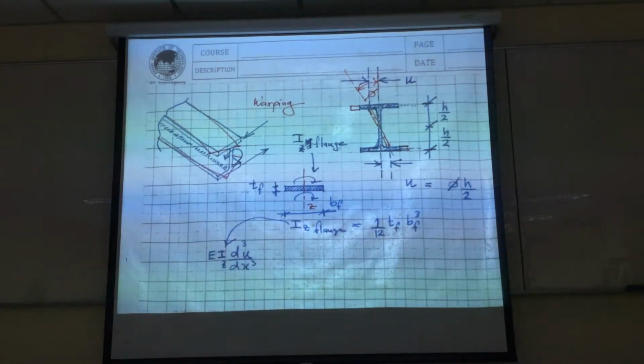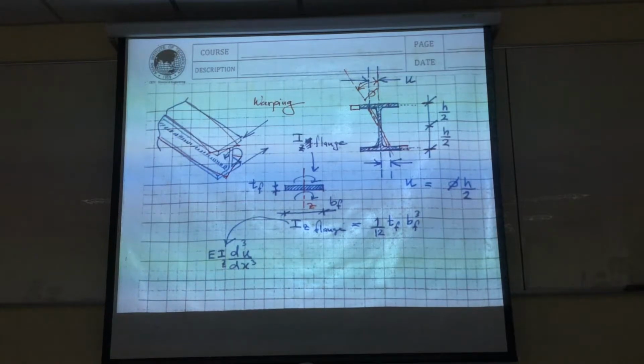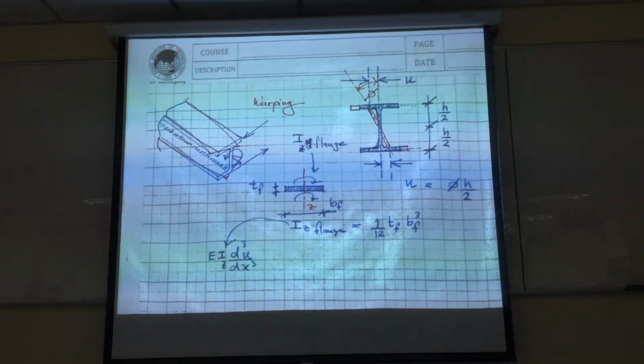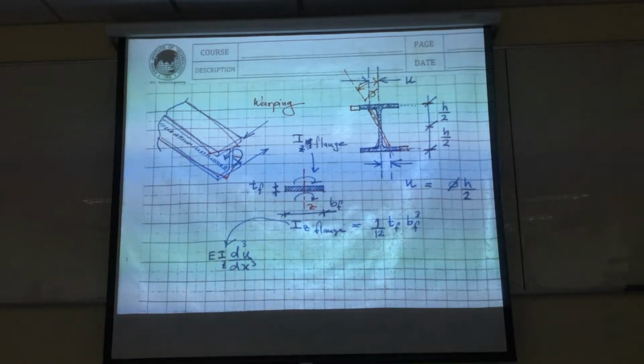Alright. To get bending, you just use EI times the second derivative of U with respect to x. To get the shear, it turns out to be the third derivative. E will be just E, still E. I will be the I of the flange. Keep in mind that this is only one flange. So now you get the shear force.